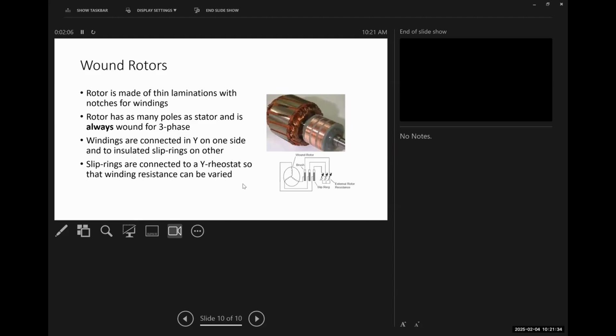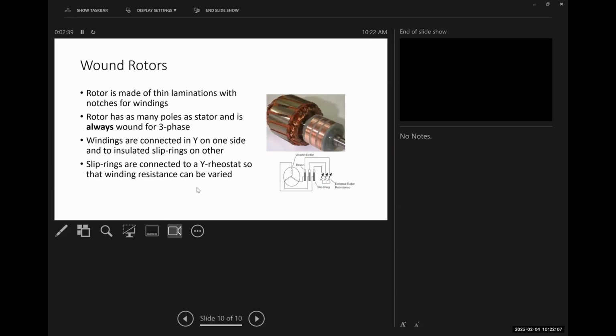The slip rings, it says here, are connected to a Y-connected rheostat. Any of you know what a rheostat is? How many of you have heard of a potentiometer? A rheostat is just a 2-terminal variable resistor, whereas a potentiometer is a 3-terminal variable resistor. If you don't use the third leg of a potentiometer, it's effectively operating as a rheostat. So, fancy word for variable resistor.